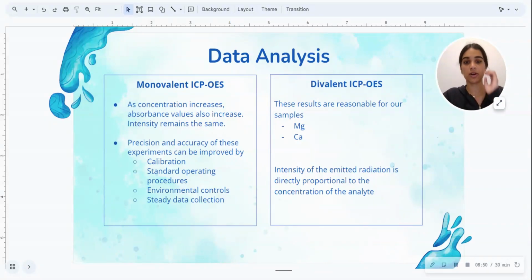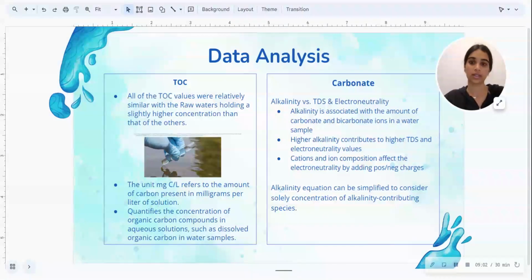For divalent ICP-OES, the results are also reasonable for our samples. For example, magnesium and calcium showed us that the intensity of the emitted radiation is directly proportional to the concentration of the analyte. For TOC, all of the TOC values are relatively similar, with the raw waters holding a slightly higher concentration than that of the others. To discuss the units that we used, mgC per L refers to the amount of carbon present in milligrams per liter of solution.